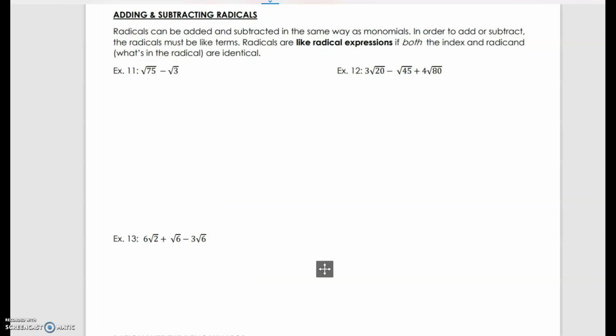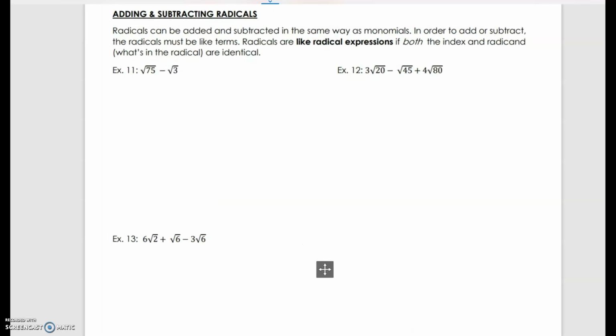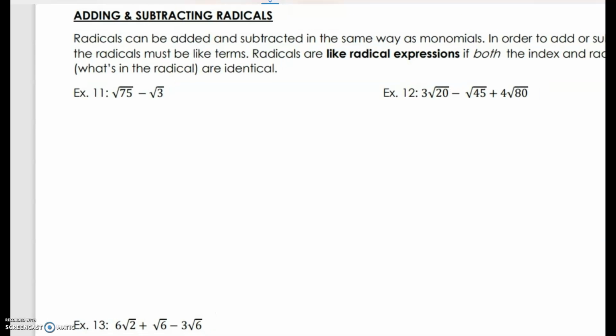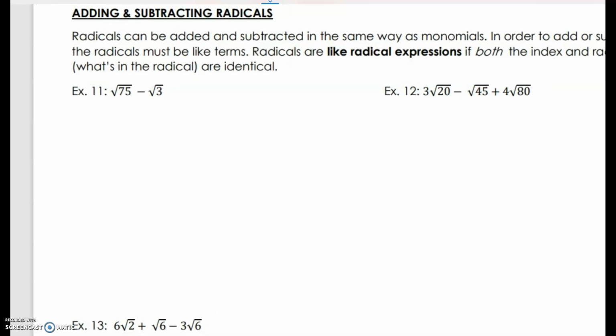Alright, so we are on the next page, and now we're adding and subtracting radicals. So we kind of did that already in that last example on number 9. Let's just get some more practice. So like I said, you can act like the radicals are variables kind of when you're trying to combine them. So they have the same properties as if you were combining variables together.